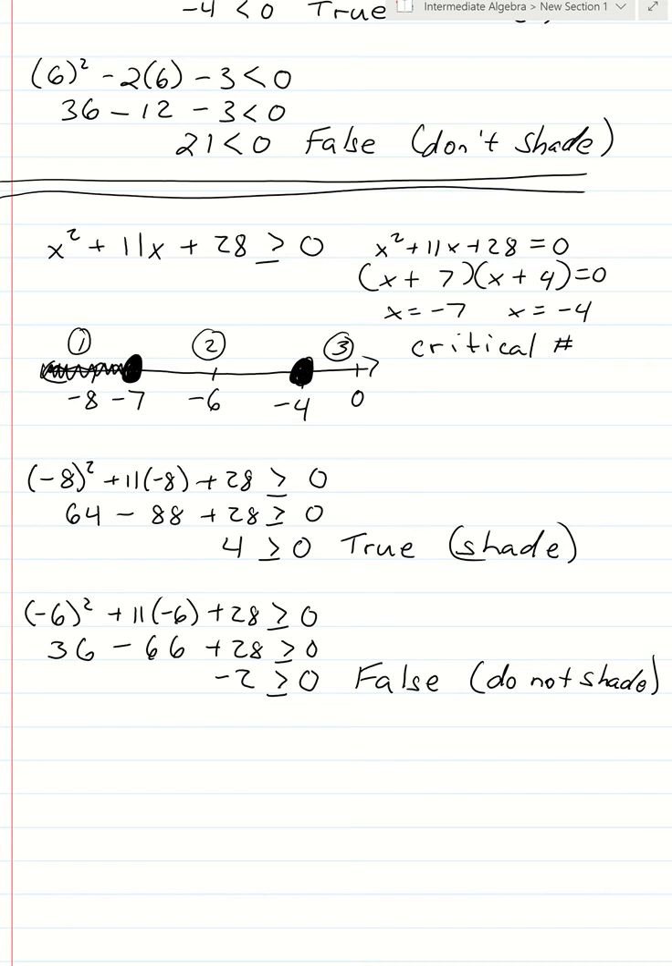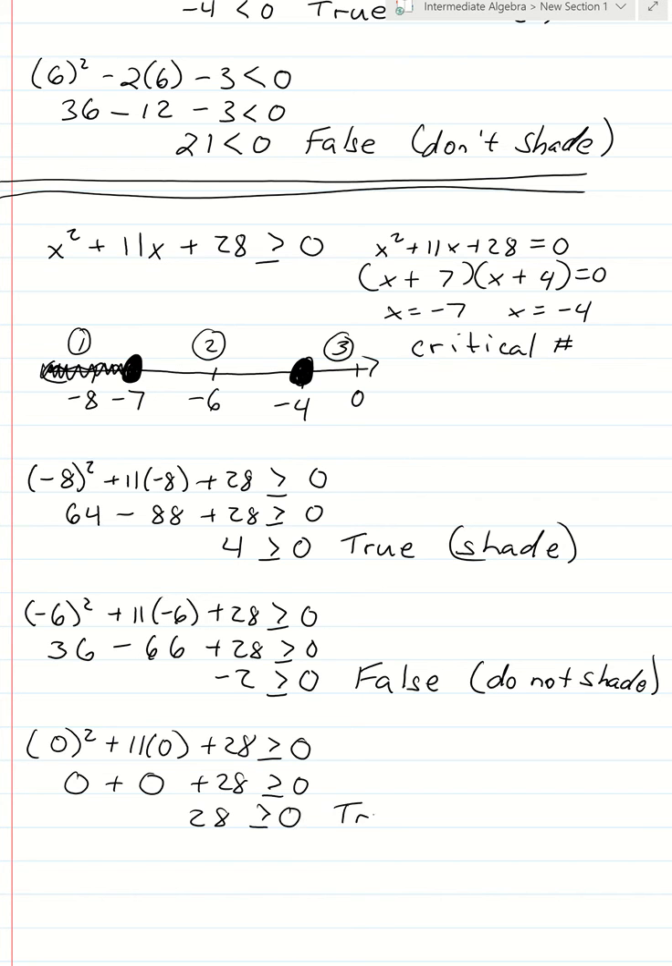Well, we have one more region to test out. We needed a number in the third region, a number that falls to the right of negative 4. And remember, I picked the number 0. So now we're going to have 0 squared plus 11 times 0 plus 28. Is that greater than or equal to 0? Well, 0 squared is 0. 11 times 0 is 0, plus 28. Is that greater than or equal to 0? Well, when we simplify the left side, we get 28 is greater than or equal to 0. And once again, that is true. And since it is true, once again, we have to shade that third region.